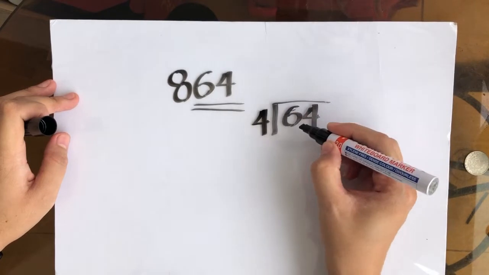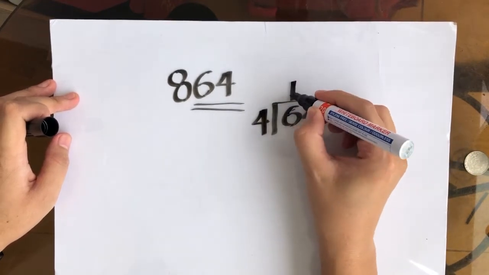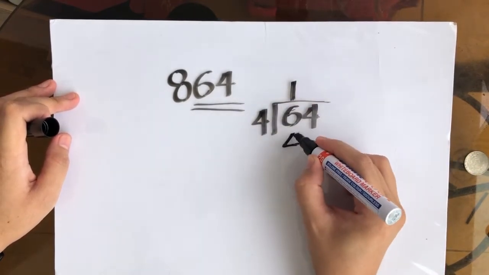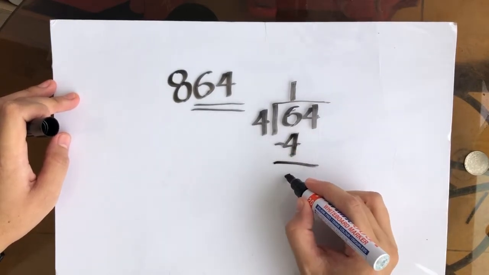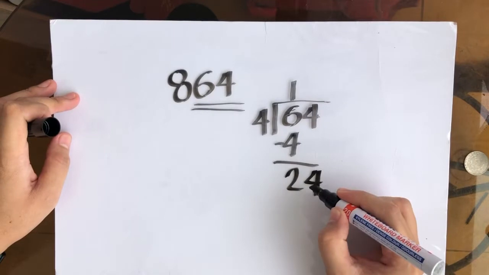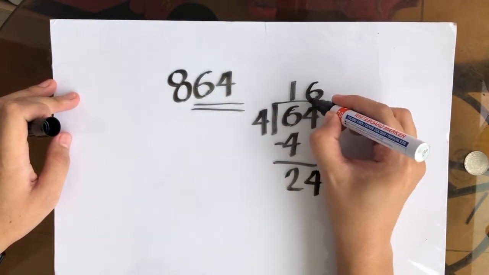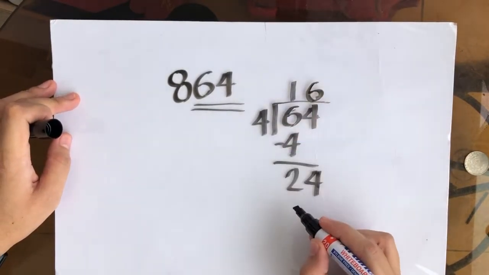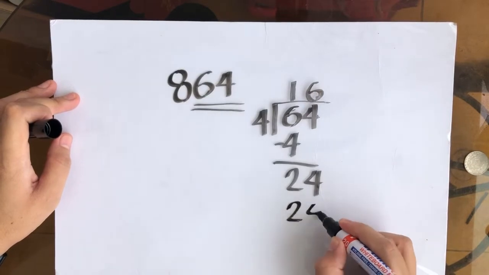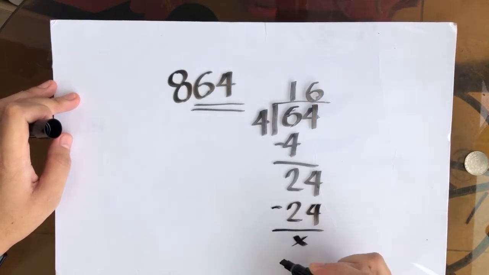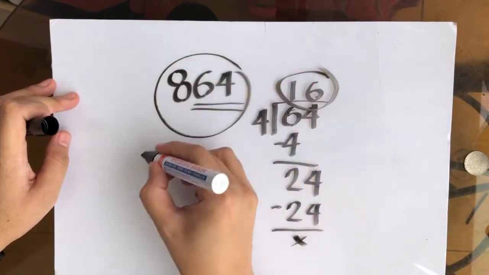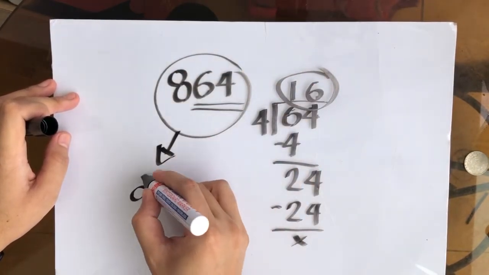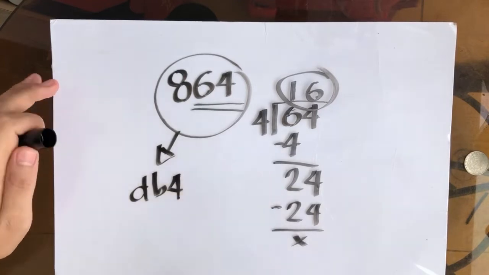So, let's try. 6 divided by 4, we have 1. 1 times 4, we have 4. 6 minus 4, we have 2. And then bring down 4. 24 divided by 4, we have 6. 6 times 4, we have 24. So, exact pa din. We have an exact answer. Therefore, this number is divisible by 4.